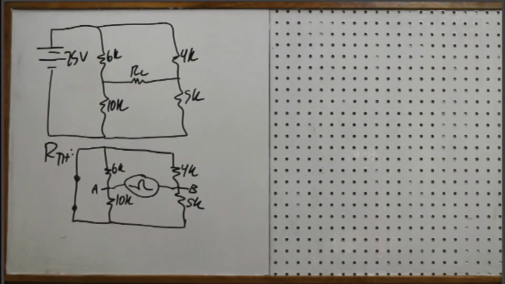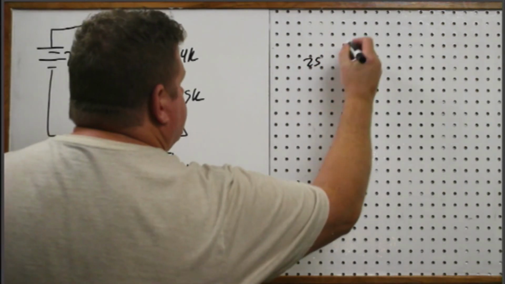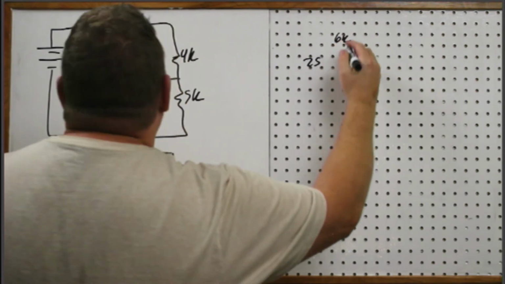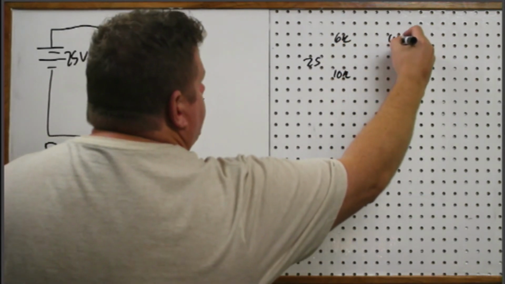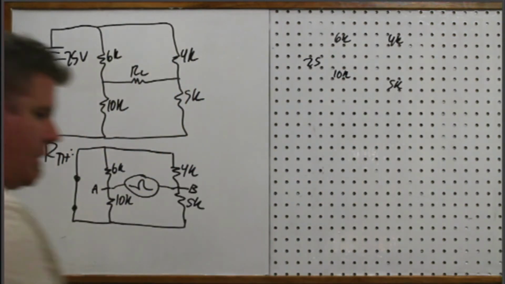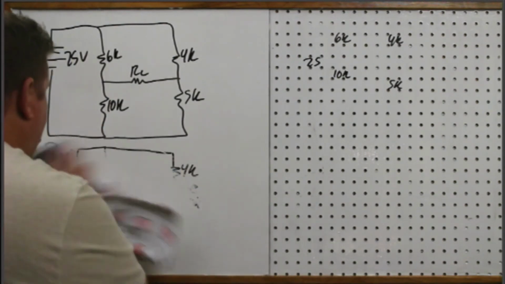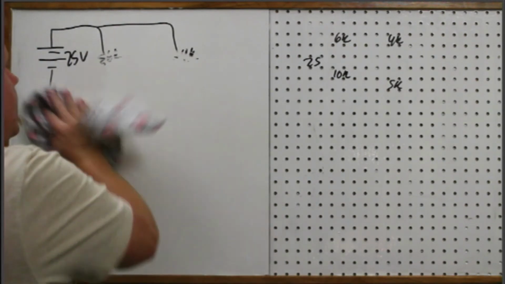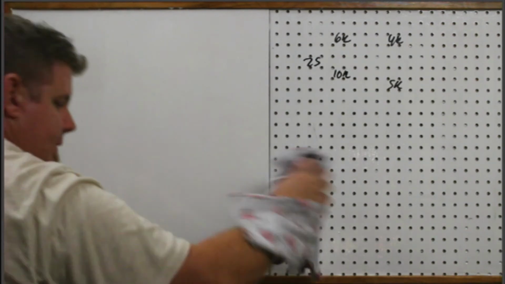And I'm going to show you the derivation on this. I'm going to write down my values over here. So 25, 6K, 10K, 4K, 5K. I'm going to erase all of this, and I'm going to show you where this came from, because when I first learned Thevenin, I had no idea where the equation came from. There is an equation for this eventually, but I want to show you where it comes from first.